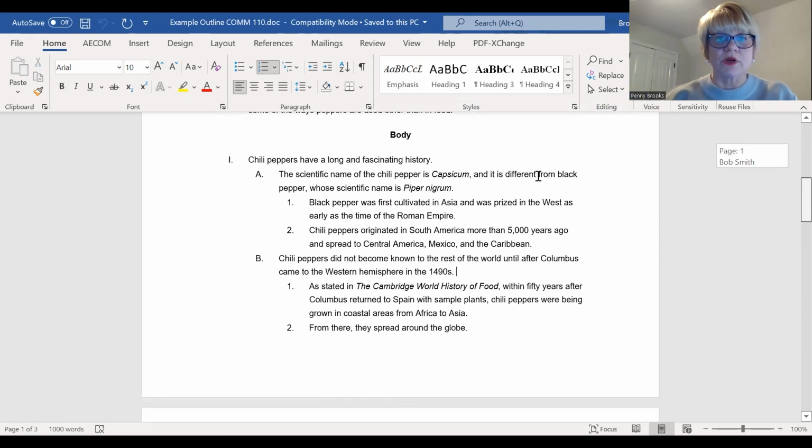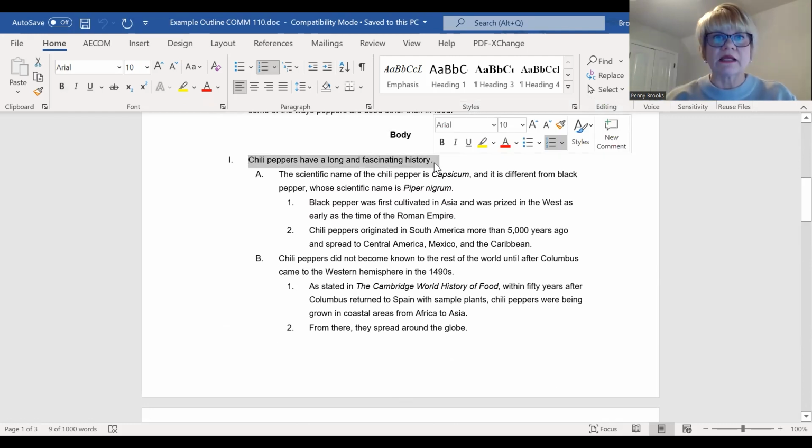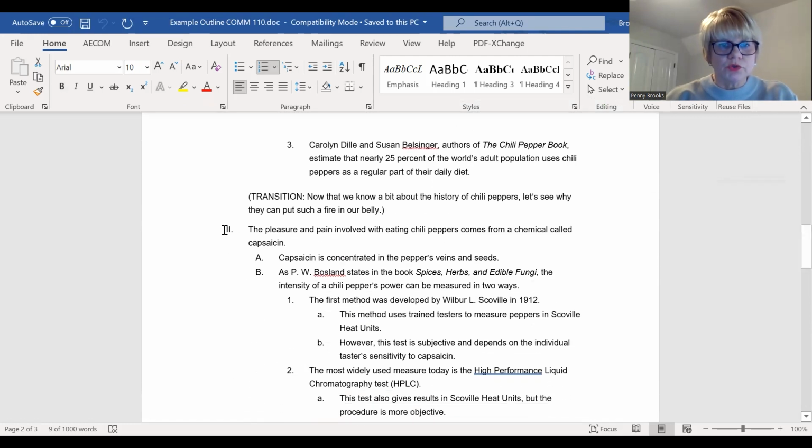So the first main point: chili peppers have a long and fascinating history. Remember, he mentioned that in his central idea. The next main point, Roman numeral 2, he starts talking about why chili peppers are spicy, why they have the heat that they do. That is main point 2. The pleasure and pain involved with eating chili peppers comes from a chemical called capsaicin.